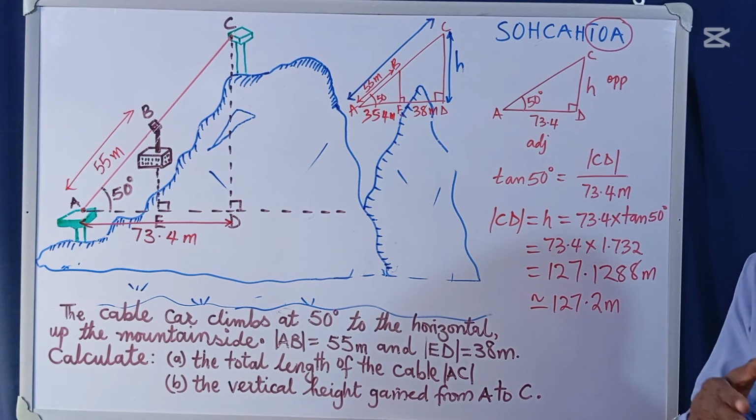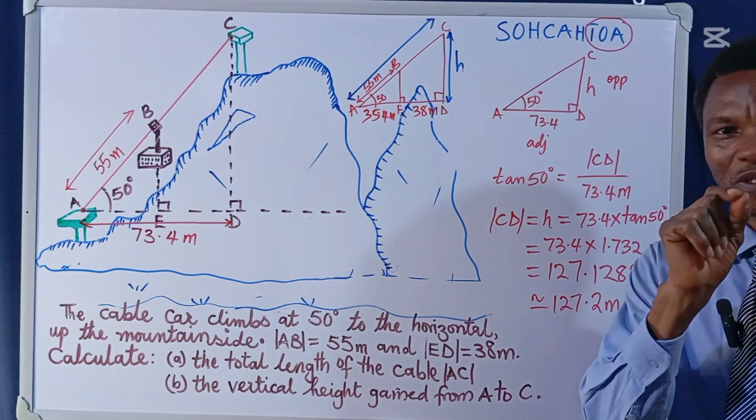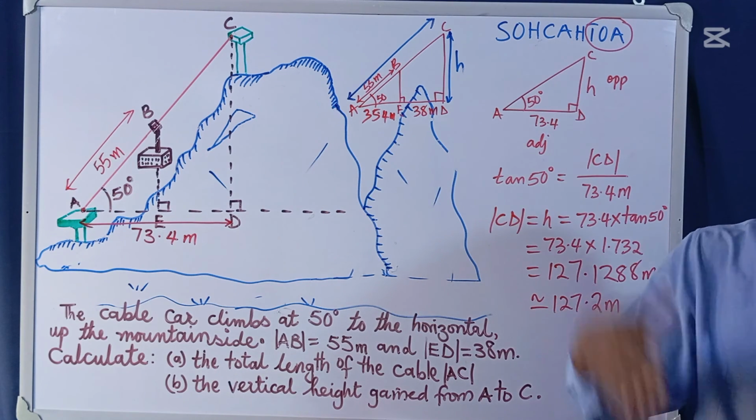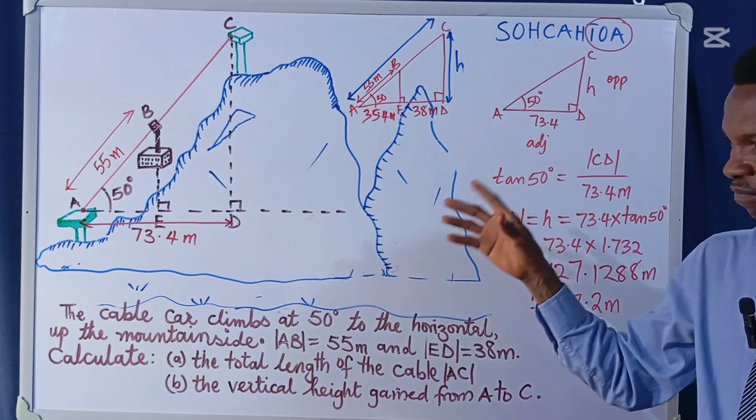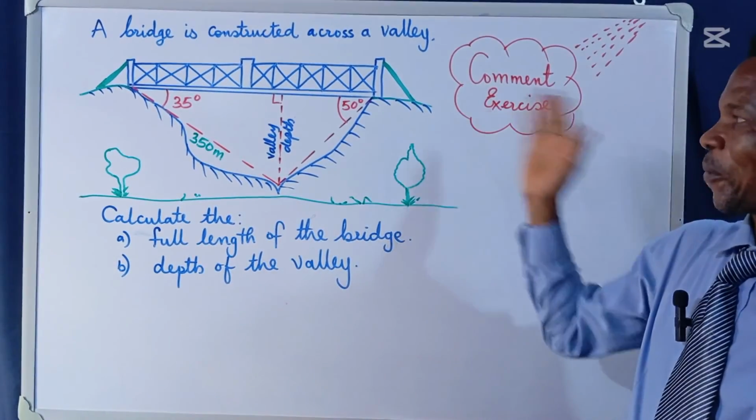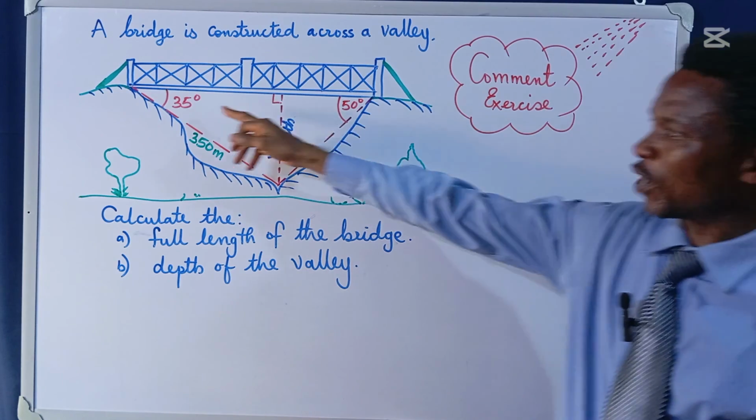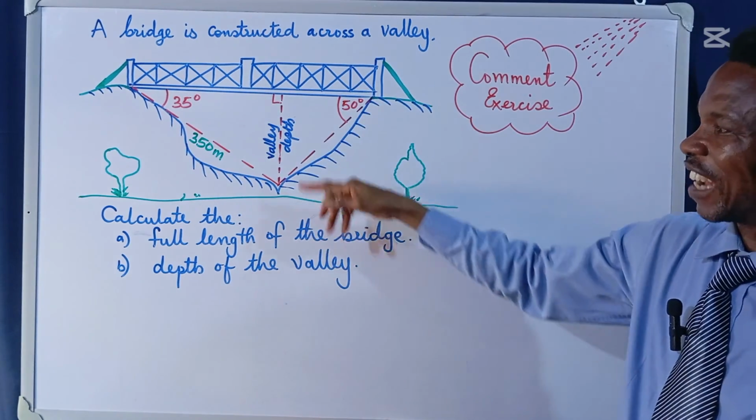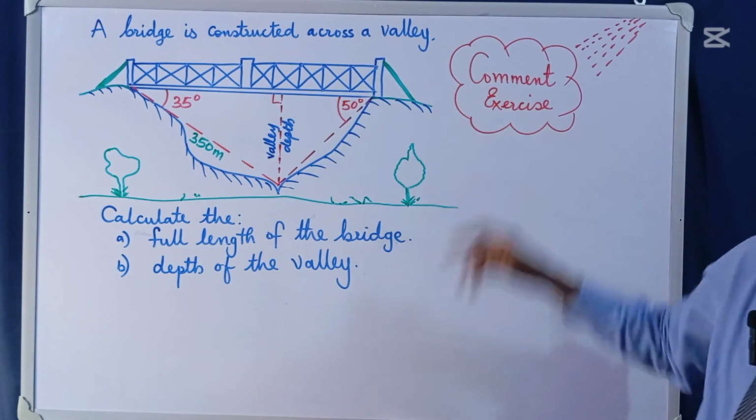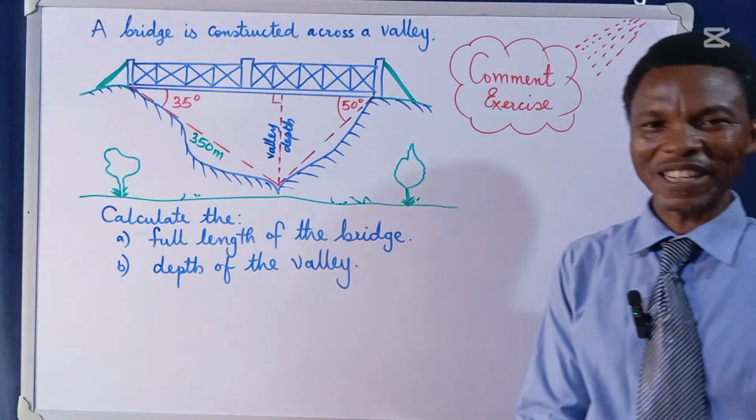All right, so the next thing you are going to do now, I'm going to give you a simple question. I'm going to give you a bridge that is constructed over a valley. So I want you to find the depth of the bridge. So let me give you your comment work. All right, so this is the comment exercise. So I want you to find the full length of the bridge across the valley and then the depth of the valley that the bridge was constructed across. So I will see the first person that is going to solve this.